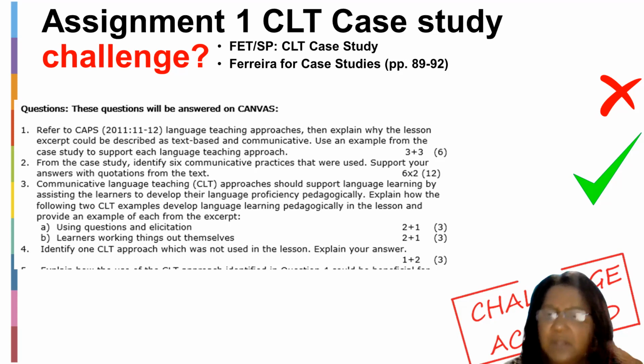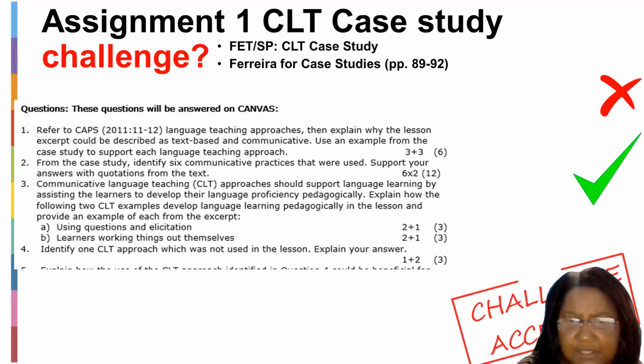So I'll do a little brief session with you about that. But yeah, remember that your assignment is available. SS1 is available. So let me go to the next slide.